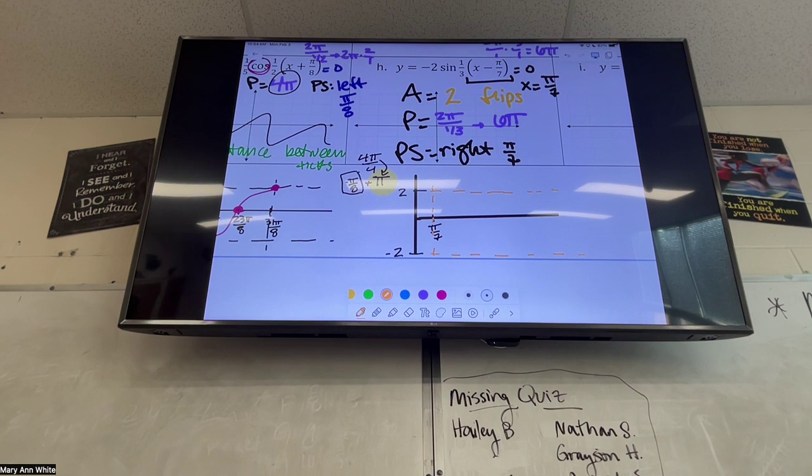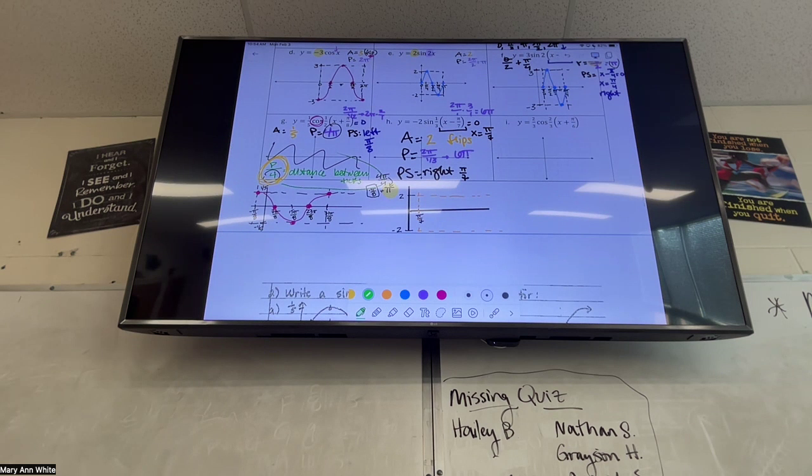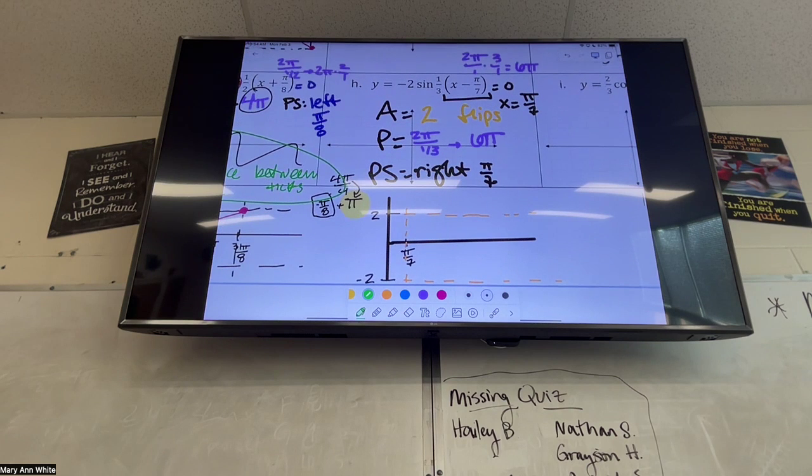Now, I taught you a couple different ways, but what Alpha has liked the most and what I think you guys liked the most last class is where we take our period and we divide it by 4. So we did this earlier. Period divided by 4 is the distance between my tick marks. So 6 pi divided by 4. Can we simplify that? 3 pi over 2. I'm going to take each angle and add 3 pi over 2 to get my next tick mark.